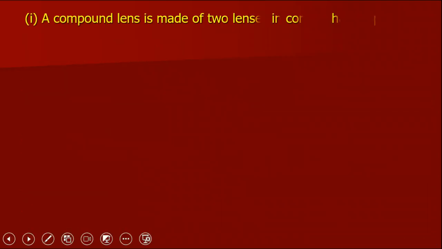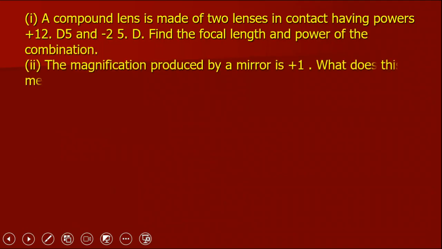Next question. A compound lens is made up of two lenses in contact having power +12.5 D and -2.5 D, can you say 2.5 here, right? Find the focal length and power of the combination. Second, the magnification produced by a mirror is +1.